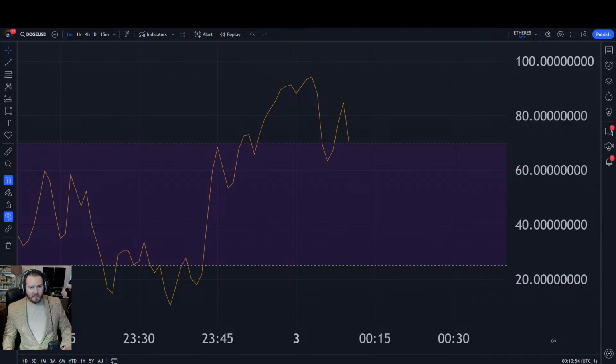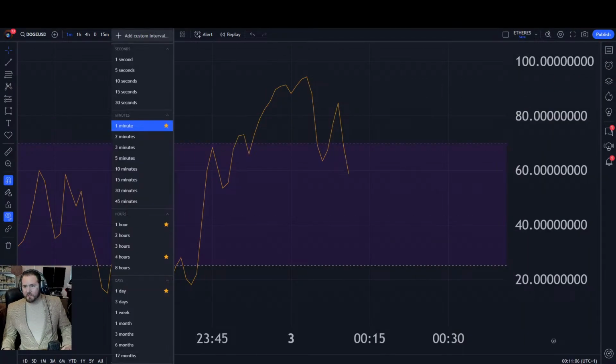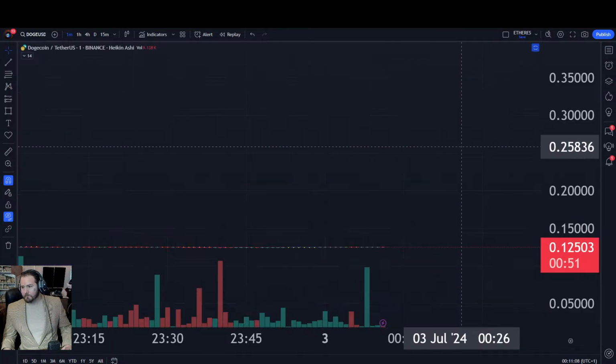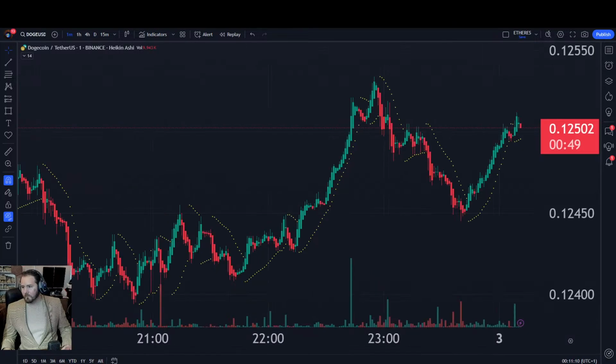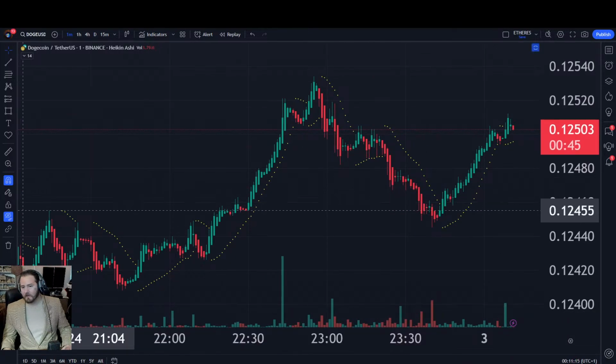So that's my strategy here. I will wait for this 1 minute RSI to go oversold because the other ones don't line up. I wish everything lined up perfectly, but they don't line up perfectly right now. And let's check out the price of Doge real quick. 12.52. So let's start charting this out real quick.